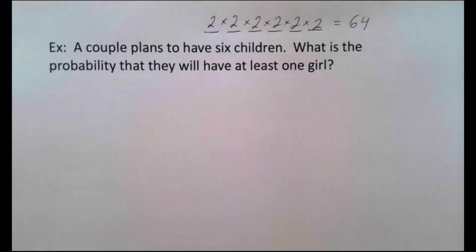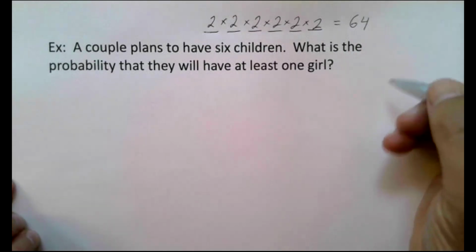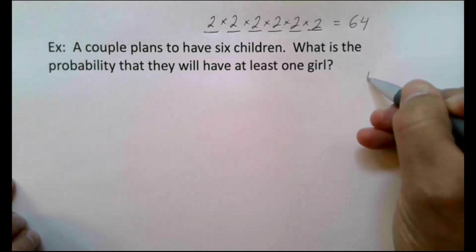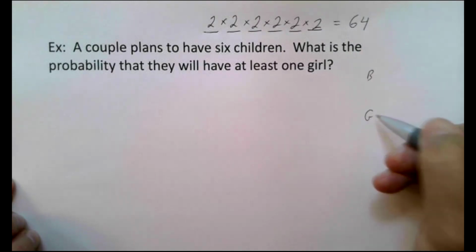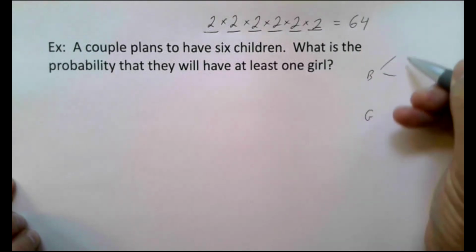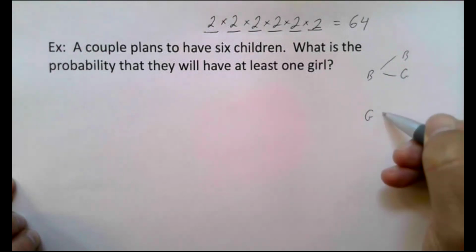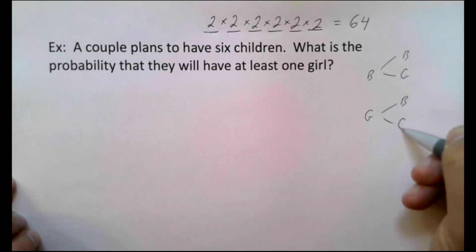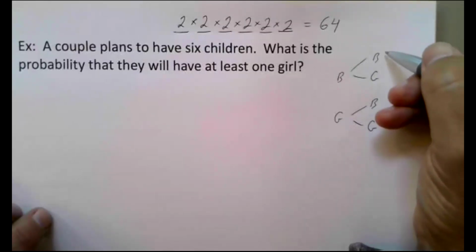If I were to make the tree diagram, which I'm really not going to do, 64 is just way too much. I might kind of start to show you what I'm talking about. But if I went boy, girl, and then remember how the tree diagrams go like that. And then remember how we branch off?